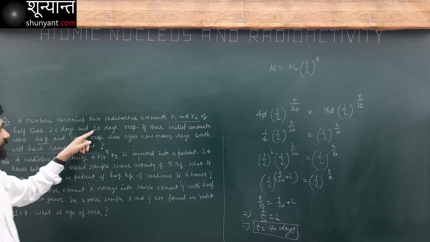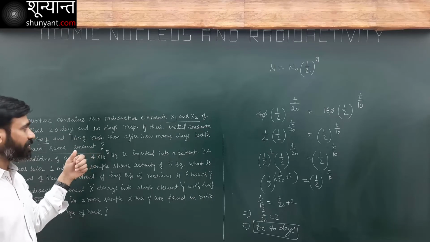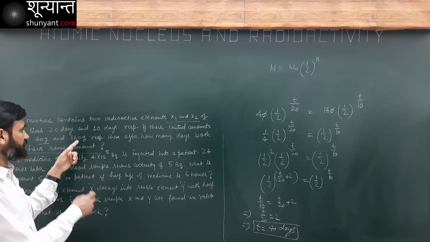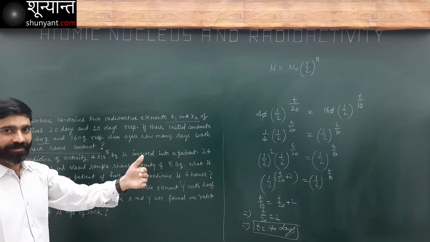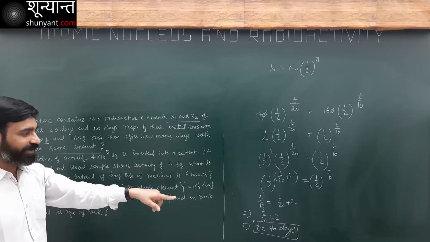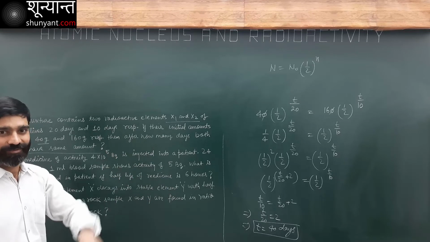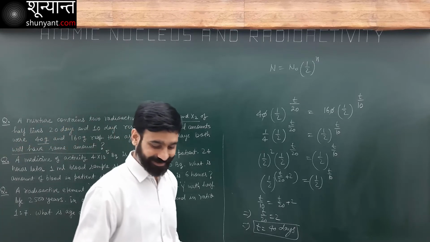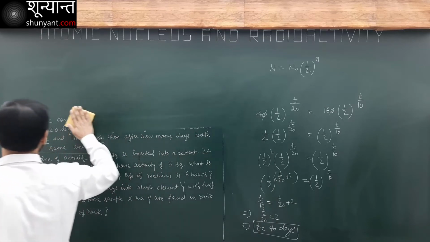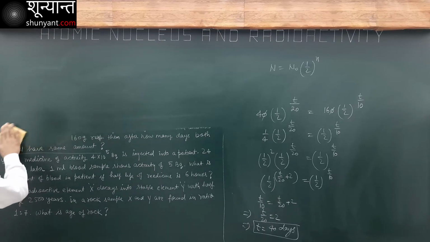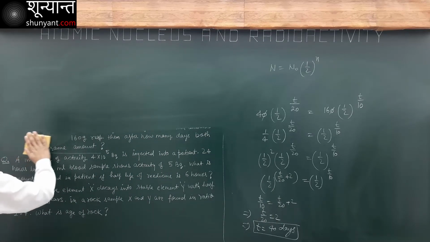Now here, half-life is 10 days, so there will be 4 half-lives. So 160 to 80, 40, 20, 10. After 40 days, both are going to have equal amount. That's it. That's how we solve it. Now, next one. What do you think?